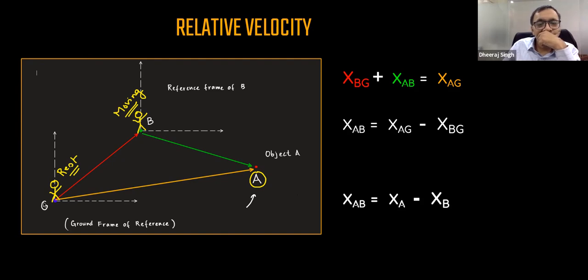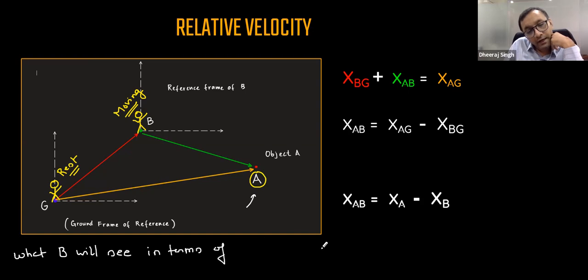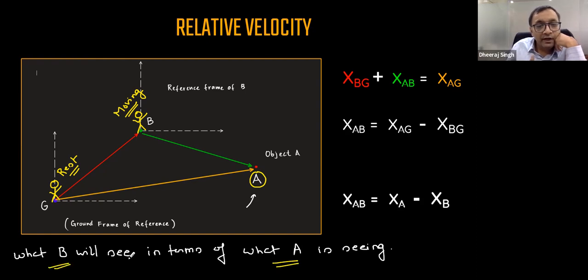If B is moving and A is at rest, both of them will see different things, right? Now, what I'm trying to find out is what B will see in terms of what A is seeing. That is what I'm trying to find out. So I'm trying to find out velocity of A relative to B. Got it? I know velocity of A relative to someone at rest.